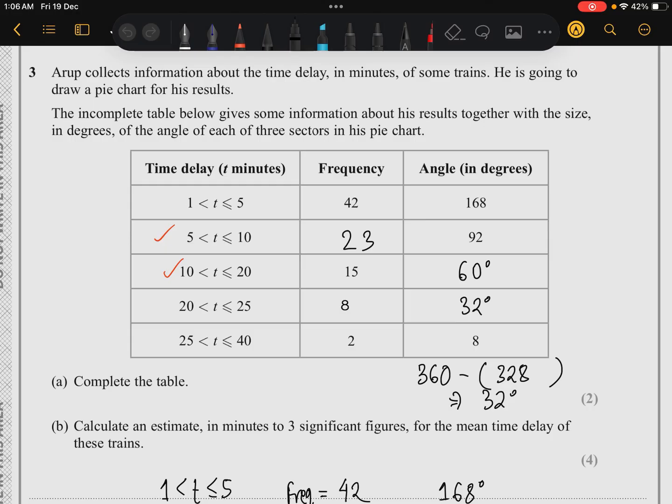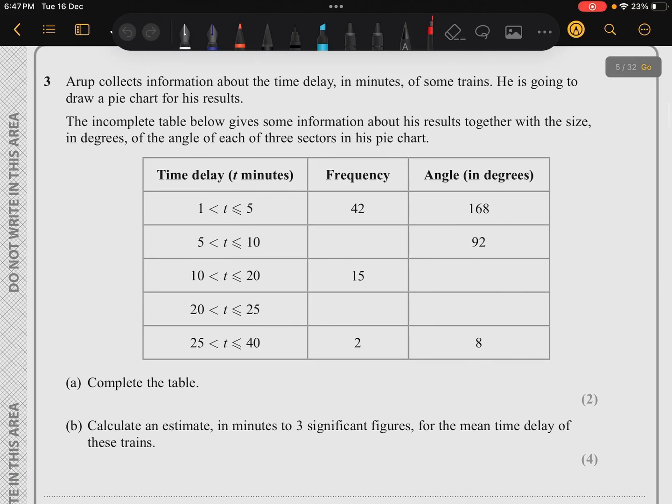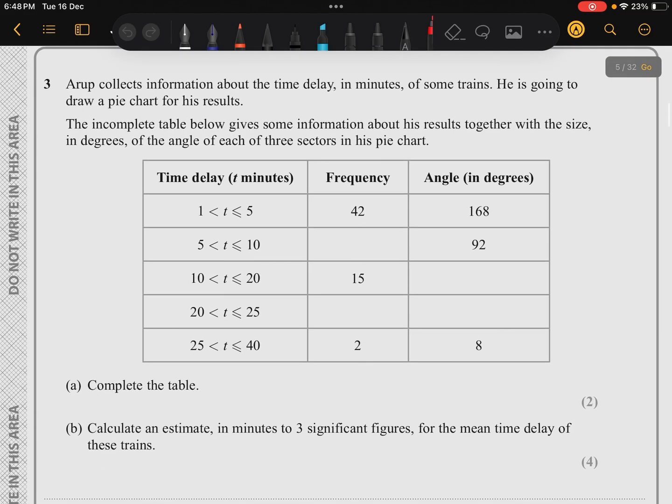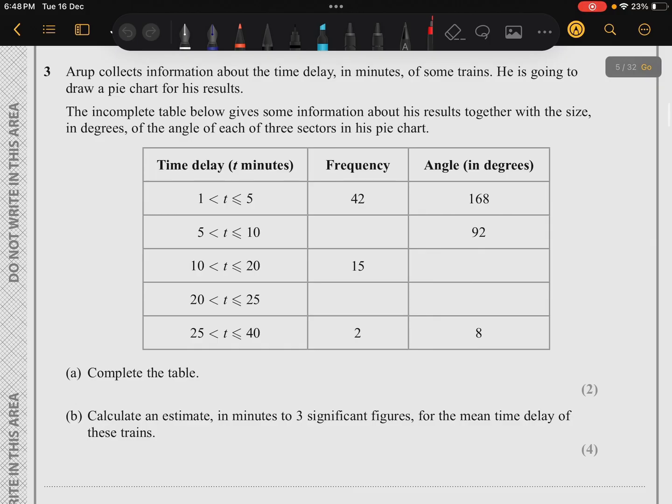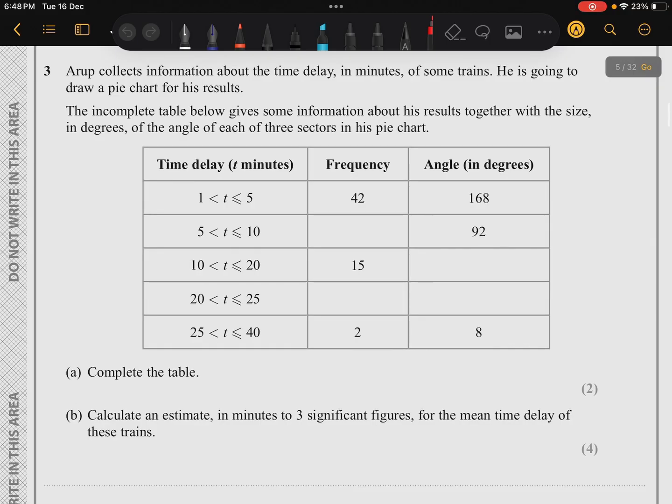Today we are going to solve a problem from Maths B paper 2 2022 regional. So let us first read the problem. Arup collects information about time delay in minutes of some trains. He is going to draw a pie chart for his results. The incomplete table below gives some information about his results together with the size in degrees of the angle of each of the three sectors in his pie chart.